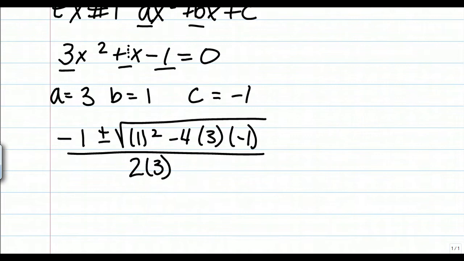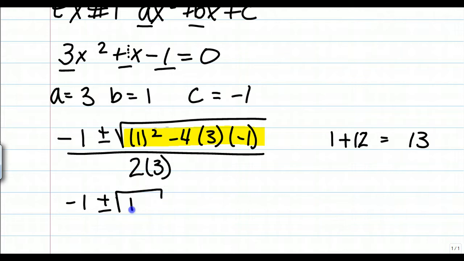Once you have it plugged in, you want to first simplify this part right here inside the square root. So I have 1 squared, which is 1, and 4 times 3 is 12, and it's going to be negative 12 because it's a negative 4, and negative 12 times negative 1 is a positive 12. So 1 plus 12 is 13. So I have negative 1 plus or minus radical 13. I cannot break up the square root of 13, so I'm going to leave it alone. If I could, I would go ahead and do my little factor tree and break it apart.